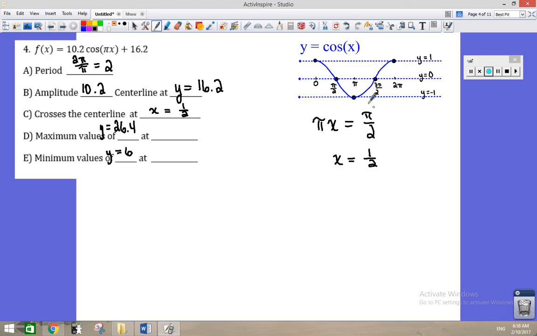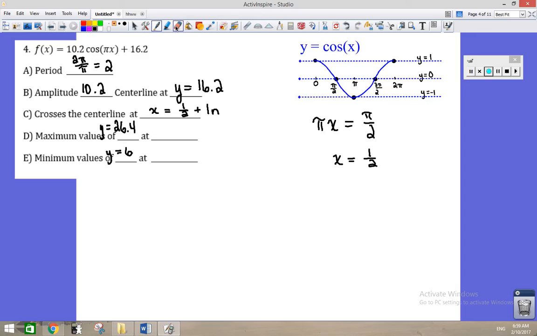Alright, so we know that x is equal to 1/2. We also know that these points are equally spaced, and that the distance from center line to center line is half of the period. So if we add half of the period, which is half of 2, which is 1, and if we add integer multiples of that, either positive values going forward, or negative values going backwards, you'll always end up on that center line.